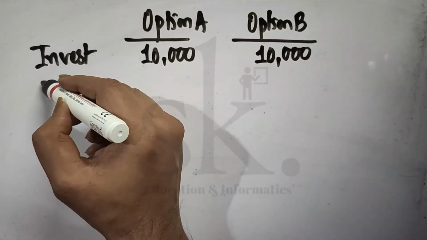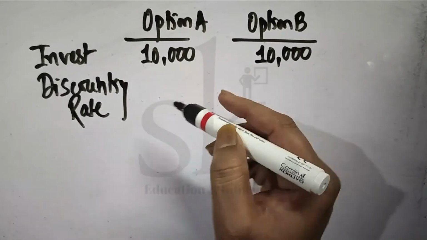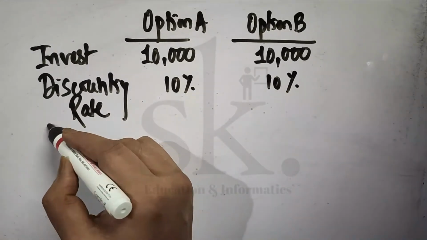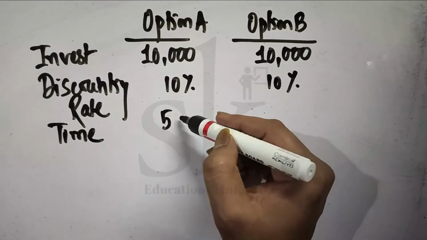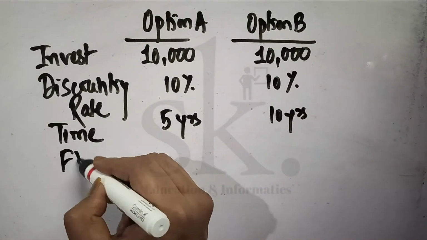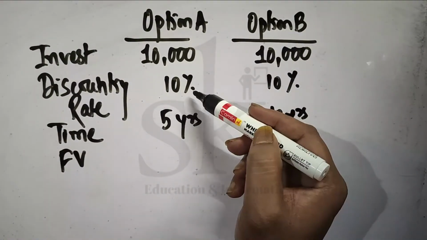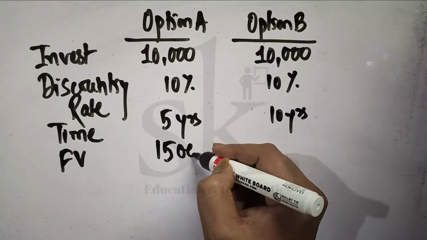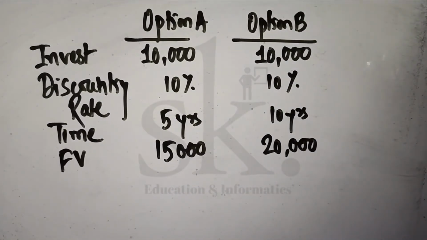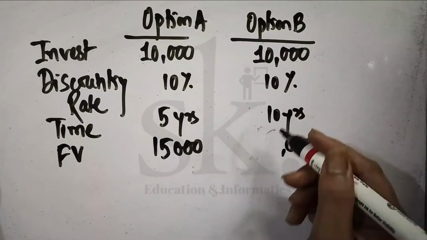And the discounting rate is 10% under both cases. Time: this is for 5 years, and this is for 10 years. And the future value which has been given: 10,000 rupees you are looking forward to invest at 10% for 5 years, it's giving 15,000. And for this, it's giving 20,000. Or rather, let's take it as 21,000. I'll just change this figure, 21,000.